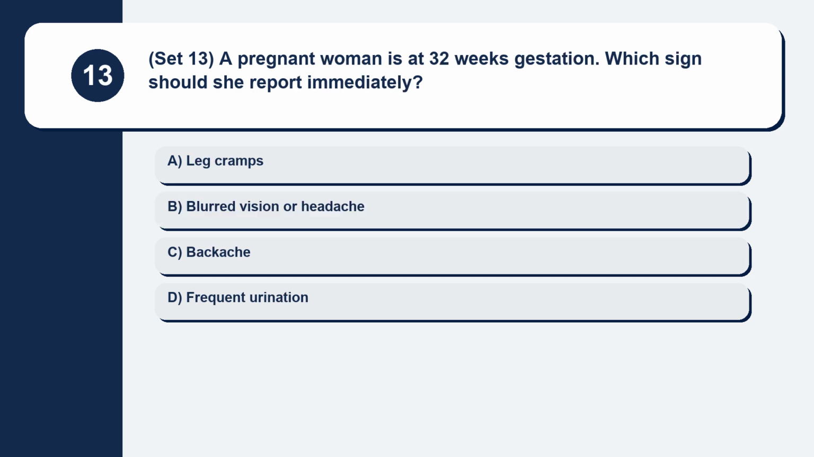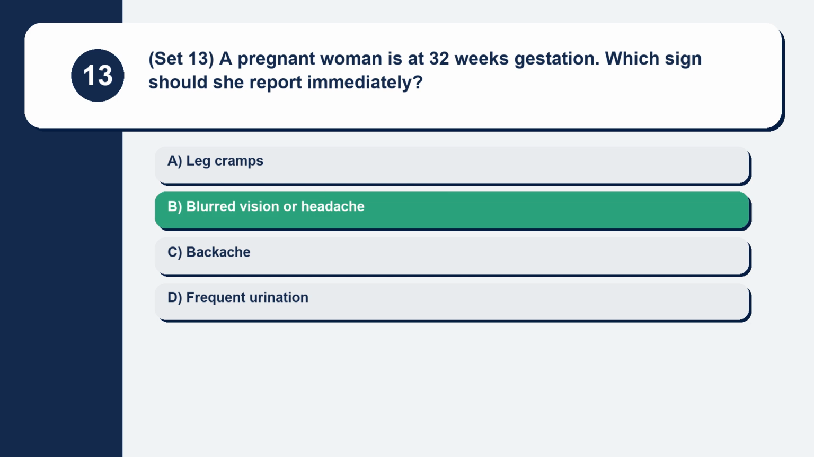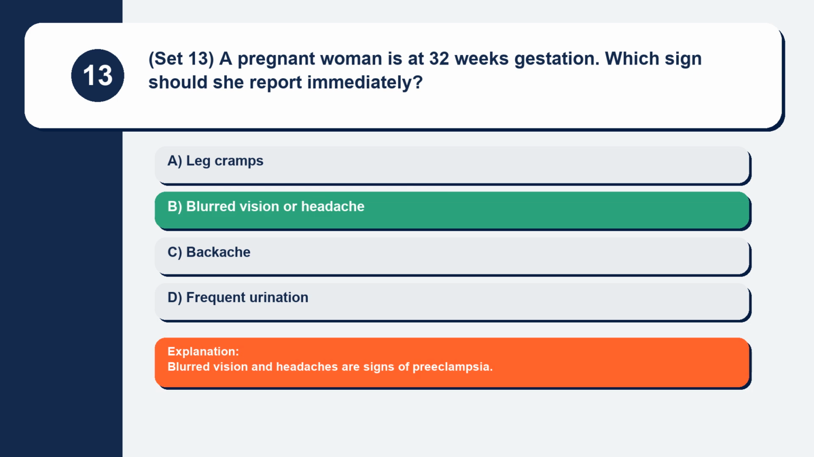Question 13. Set 13. A pregnant woman is at 32 weeks gestation. Which sign should she report immediately? Leg cramps, blurred vision or headache, backache, frequent urination. Blurred vision and headaches are signs of preeclampsia.